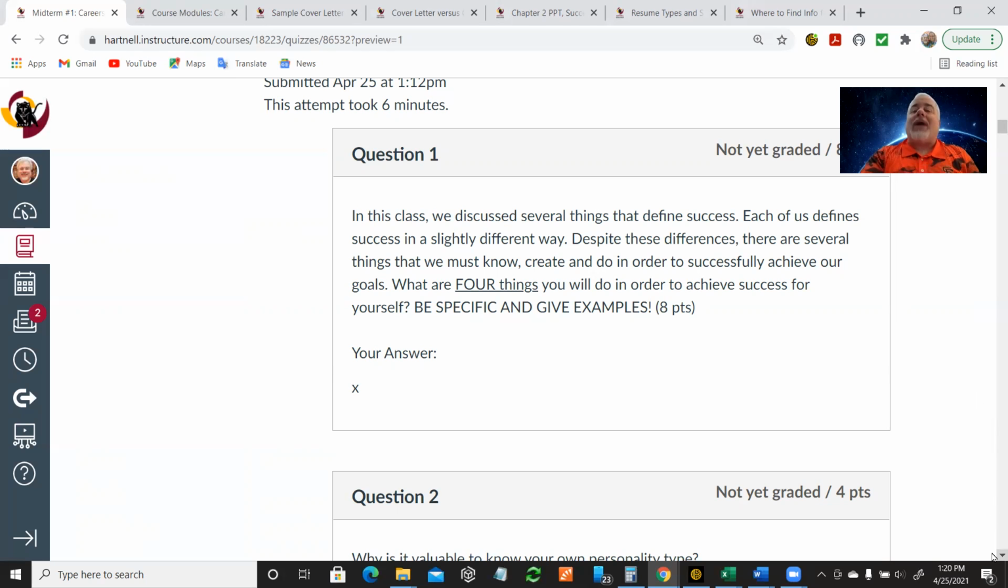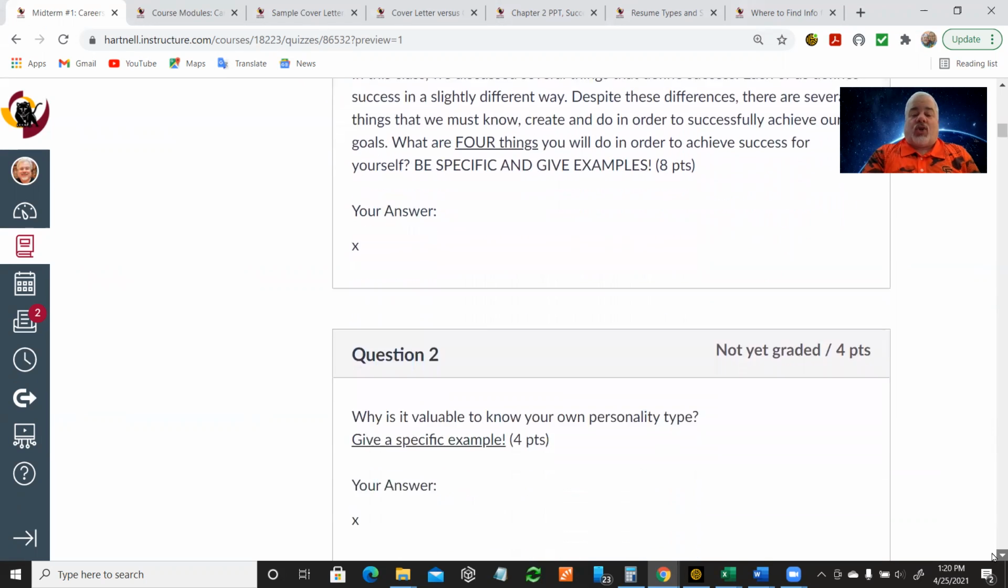Now, if you took it directly from the lectures, things like, know who you are, know what you want, create an action plan, set goals and deadlines. I mean, there are certainly things that you could have pulled directly out of the lectures that would be perfectly valid things to put here. Do you have to? No, you could have given me almost anything that was related to your goals.